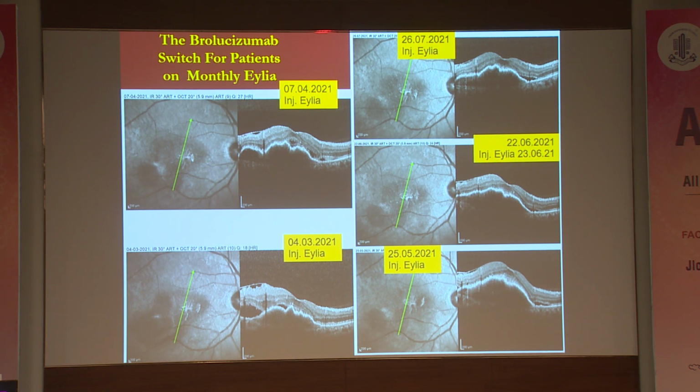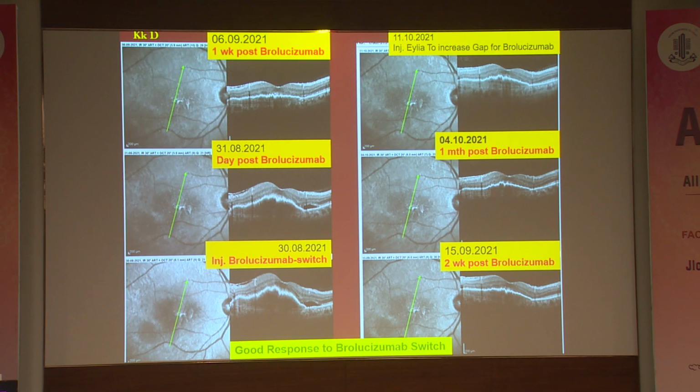This is a patient who now was on Eylea month after month after month. Do you see any change in the OCT? Nothing's happening. But I didn't have a better drug. And then came brolucizumab. So I gave him brolucizumab, and it looks like a wonder drug in this patient. And Srinivas always gets wonder responses, but I get them only sometimes.